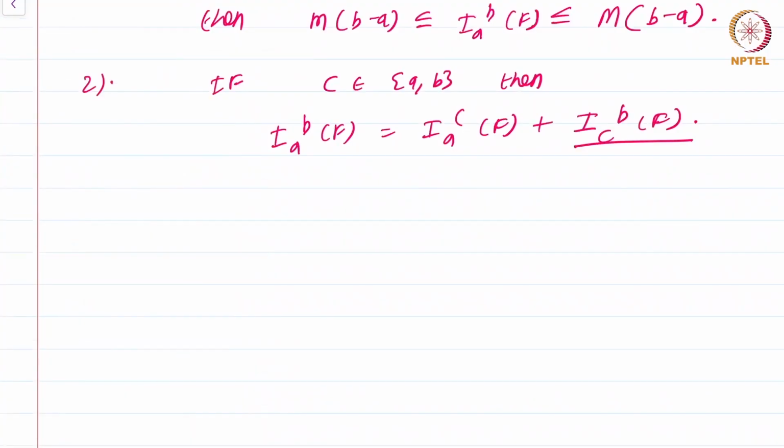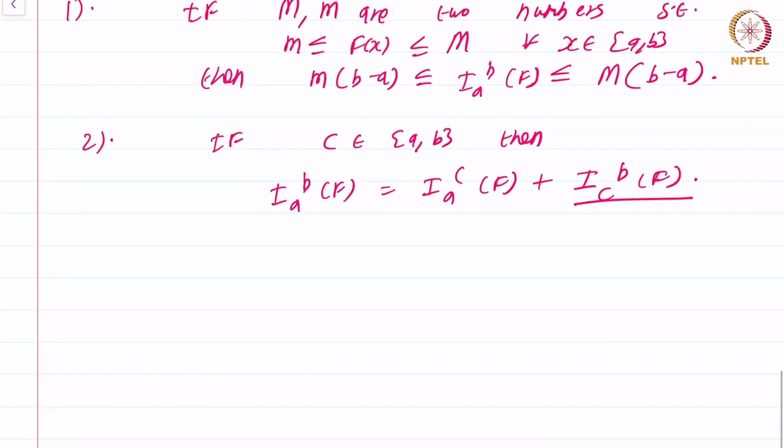Okay, so before I write down the conclusion, let me tell you what these two axioms are trying to say. This I_ab of f is supposed to be area under the graph.